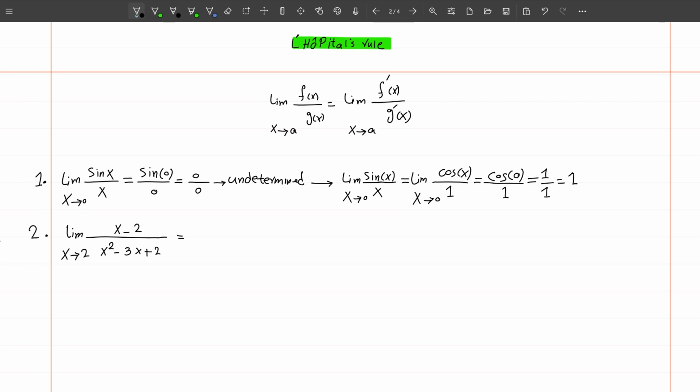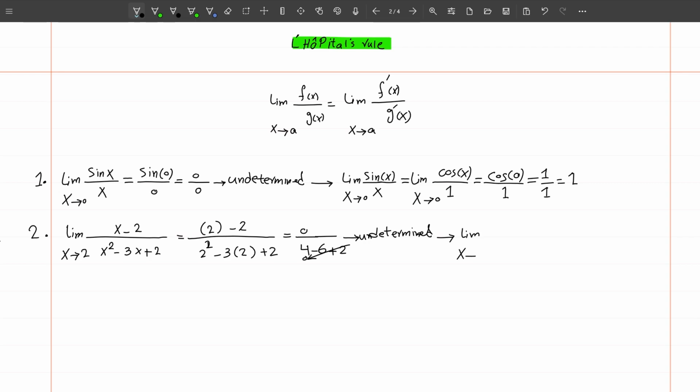So we'll begin by substituting in place of x 2. So we have 2 minus 2 over 2 squared minus 3 times 2 plus 2. The numerator is 0. The denominator is 4 minus 6 plus 2, so it's also going to be 0. So this is again undetermined, so we can use L'Hopital's rule.